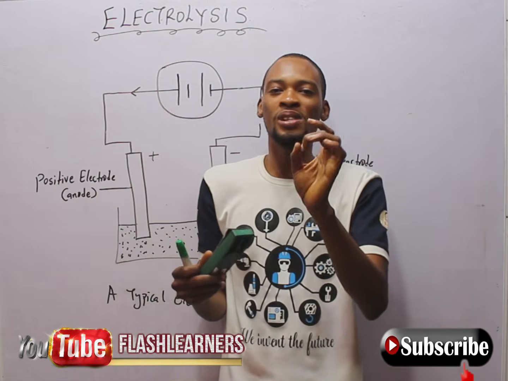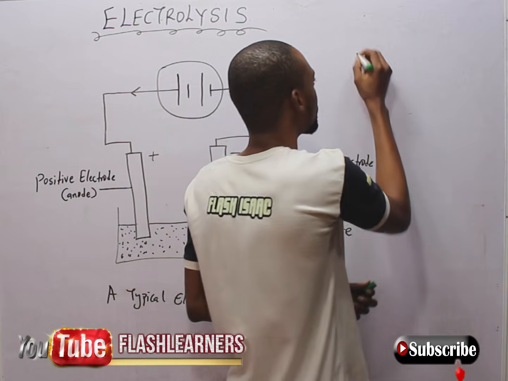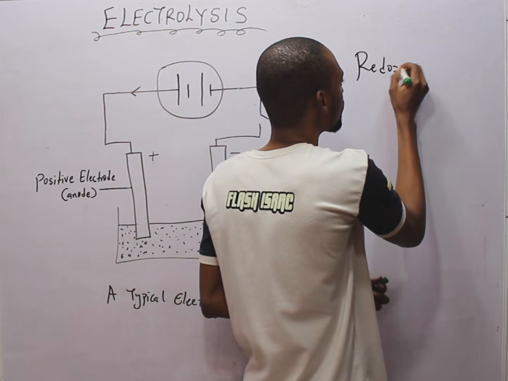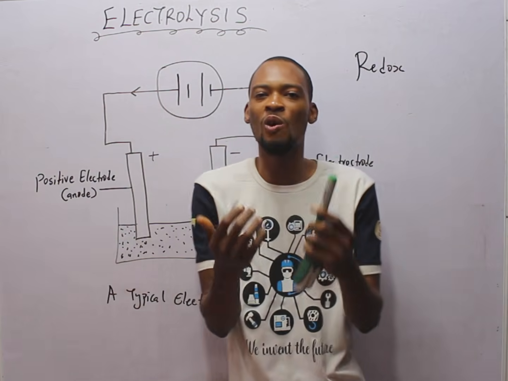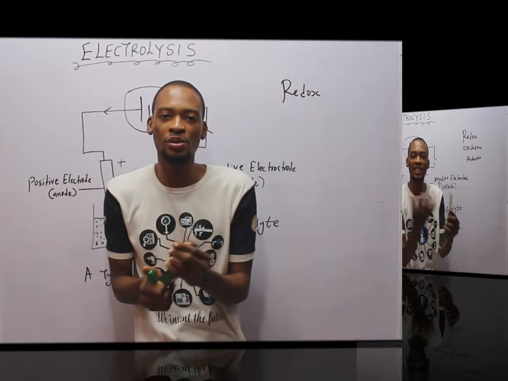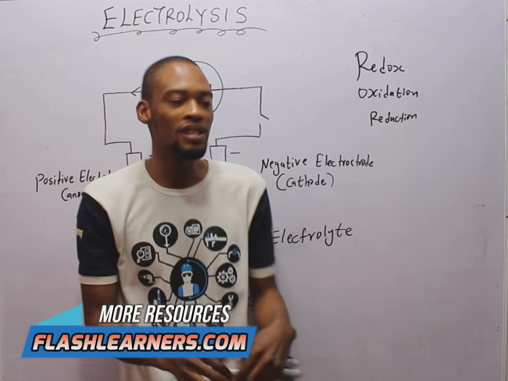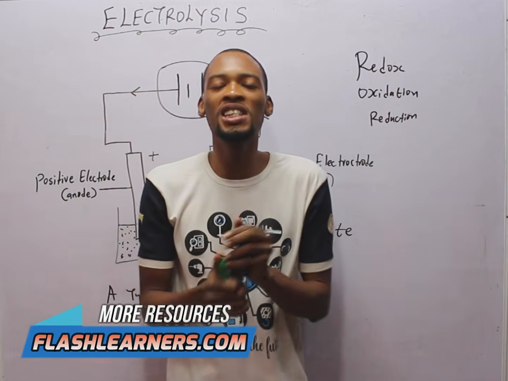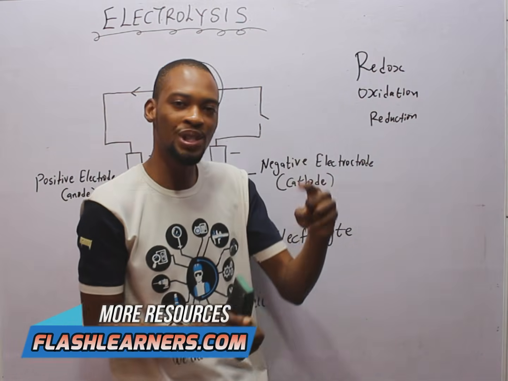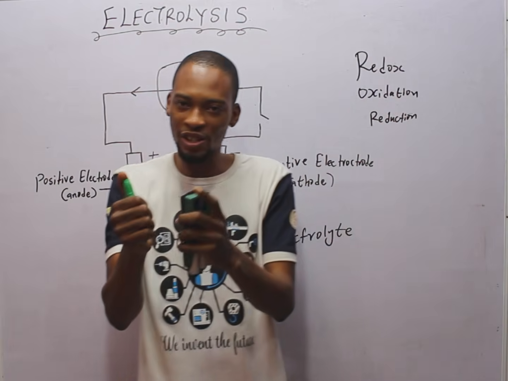Electrolysis and electrochemical cells are very important redox processes. What is a redox process or redox reaction? A redox reaction is any reaction in which oxidation is taking place and reduction is taking place. What is oxidation? Oxidation is the addition of oxygen. What is reduction? Reduction is the removal of oxygen.